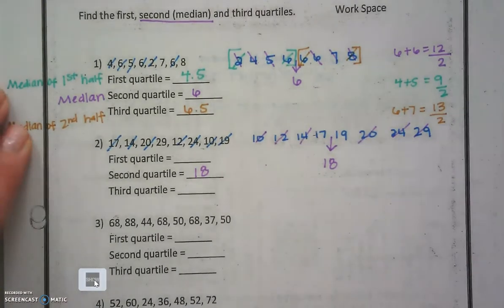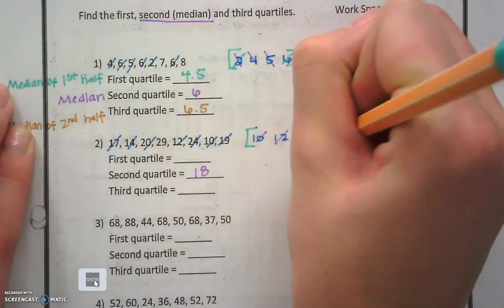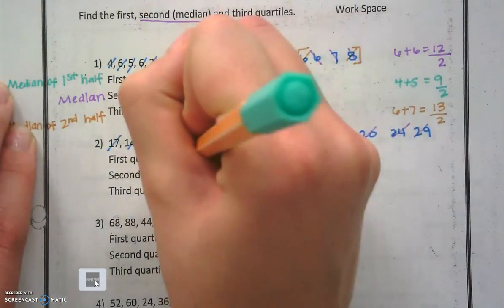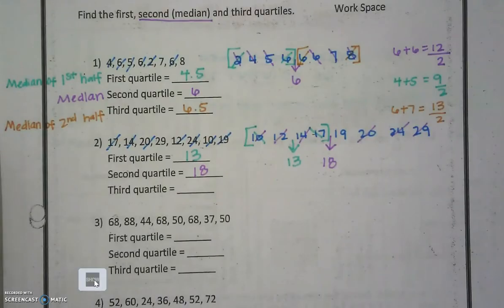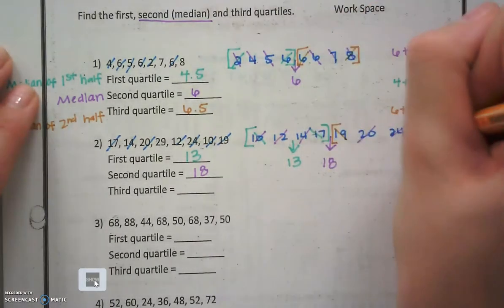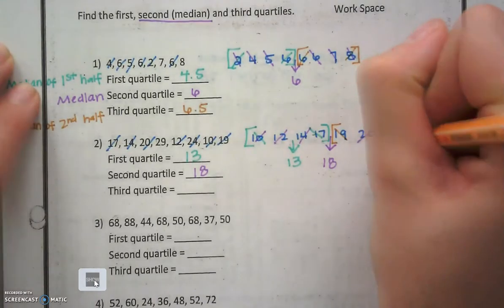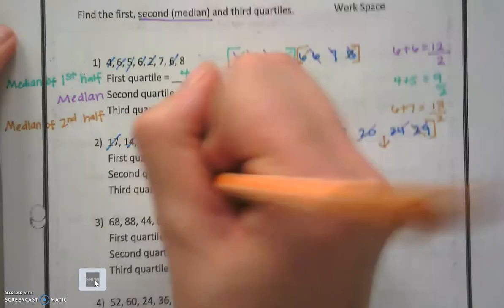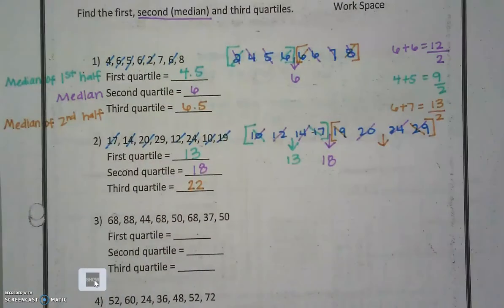We're then going to take the median of the first half. So we'll cancel out the 10 and the 17. What number appears between 12 and 14? 13. Let's take the median of the second half of our data. Cancel, cancel. What number is perfectly in the middle between 20 and 24? That's counting by 2's, so it should be 22. Go ahead and finish up these 3 examples to finish up your notes.